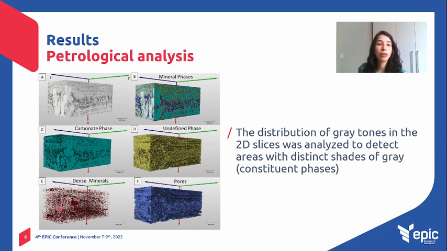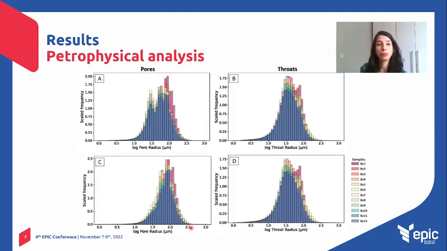And here we have dense minerals. The CT allowed the clear identification because these minerals appear as a bright spot on the tomographic image. And here we have the porous phase that is used for the petrophysical analysis.